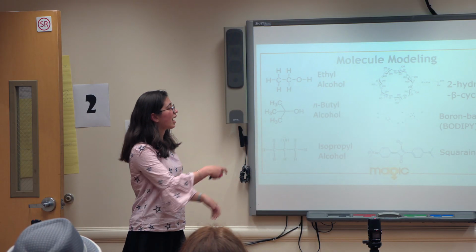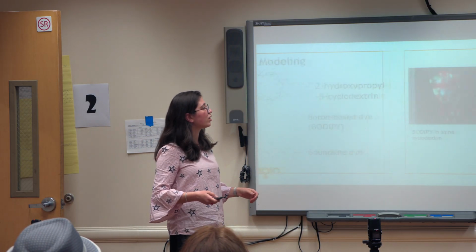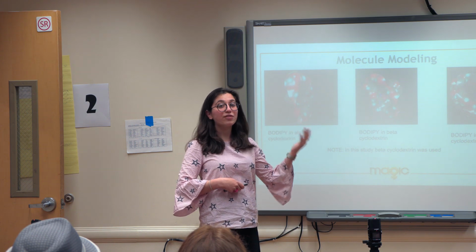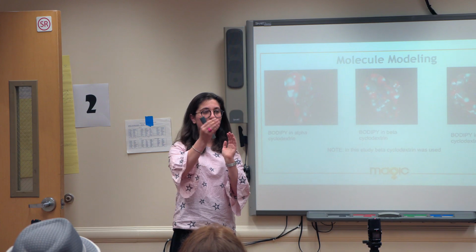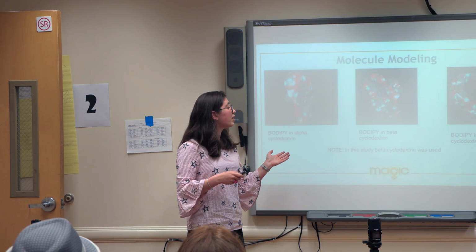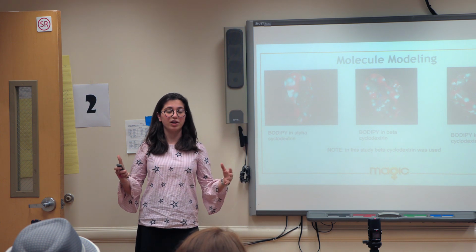So these molecules are going to interact with the cyclodextrin. We use different types of cyclodextrin to see which would actually work the best. Alpha cyclodextrin has an interesting shape; it's more closed up at the end. The beta cyclodextrin is a bit bigger, and the gamma is even bigger than that.